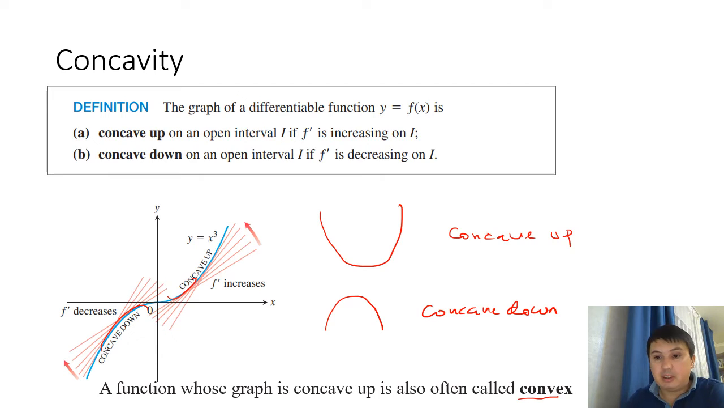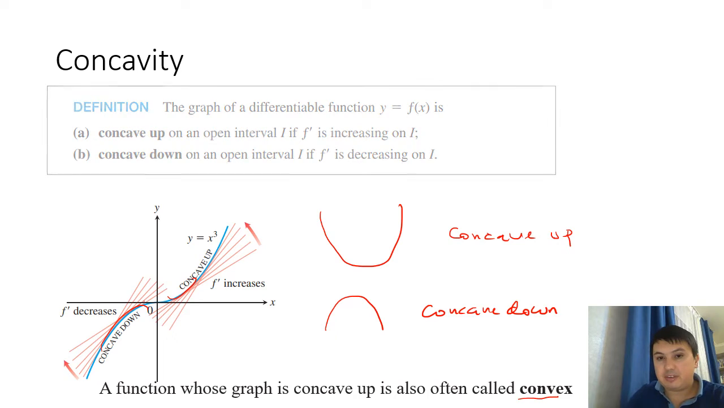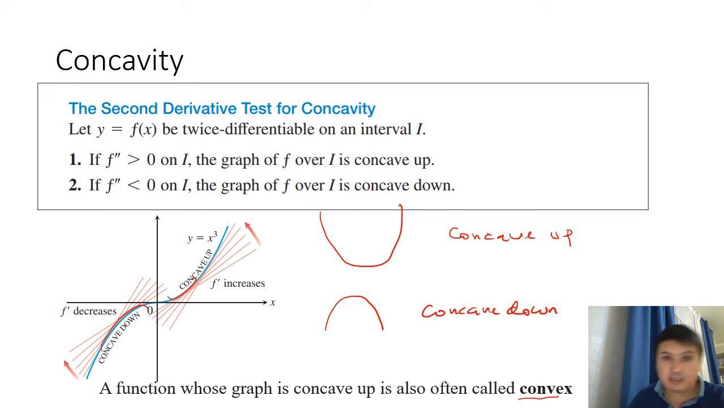Well, how do I check it? Look at the concavity, right? Concave up means the function has an increasing derivative. But what does it mean for a derivative to increase? It means if I take the derivative of the derivative, it must be positive, right? And concave down, its derivative decreasing, means if I take the derivative of the derivative, the second derivative, it must be negative. So that's the second derivative test for concavity, right?